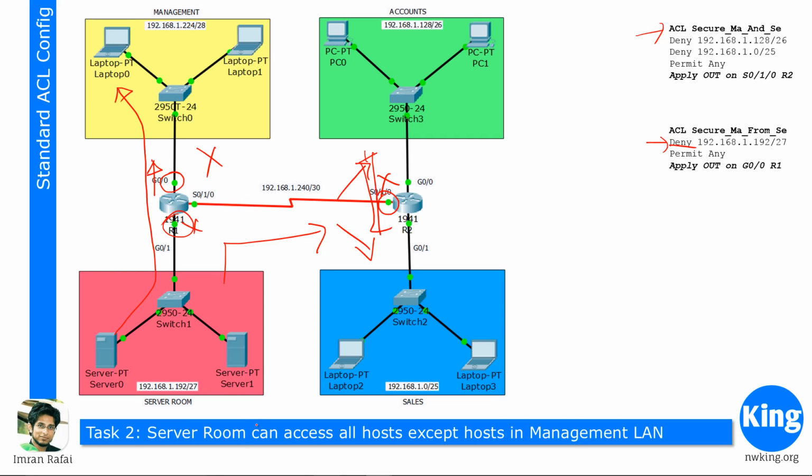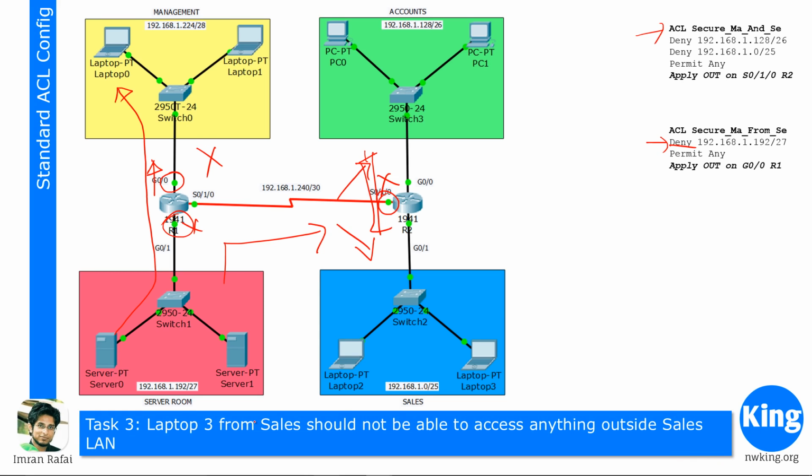Task 2 is done. Next, let's look at task 3, which says laptop 3 from sales, which is here, should not be able to access anything outside the sales LAN. So let's assume this guy is a new guy and he's a trainee, so you don't want him to access anybody else outside the network. So we have to put an ACL. The ideal place for this ACL is here, because when it sees that the source IP address is 192 whatever this IP address is. Let's assume this is I think 1.3.